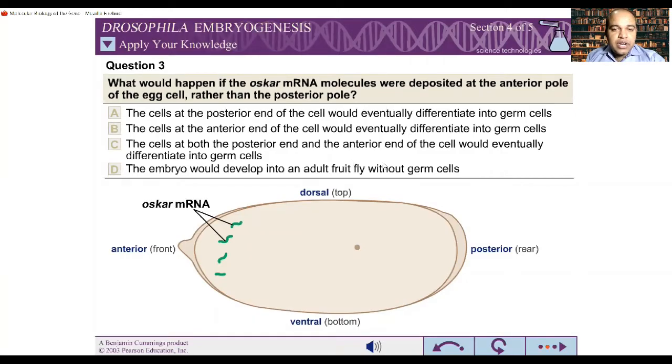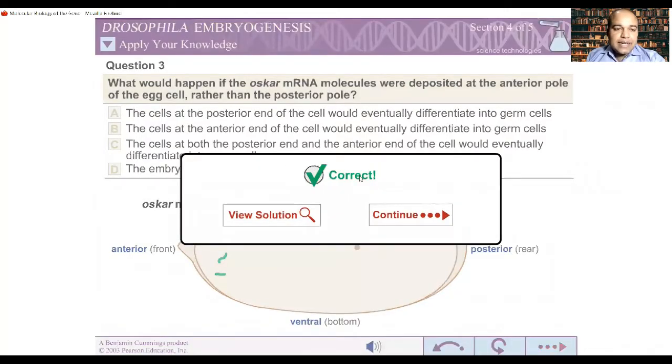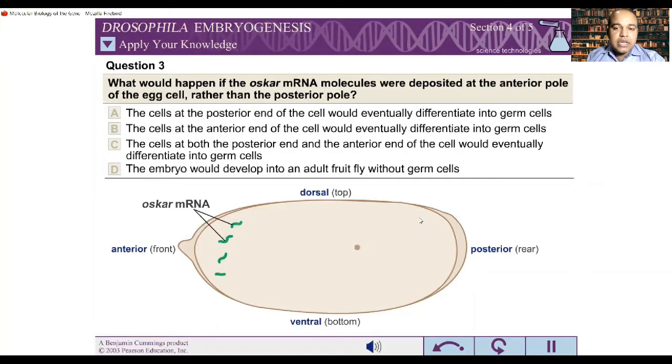Cells at both the posterior end and anterior end of the embryo would develop into an adult fruit fly. No, it would not be the best. Correct. That is B. Okay, the cells at the anterior end of the cell would eventually differentiate into germ cells. Next point.